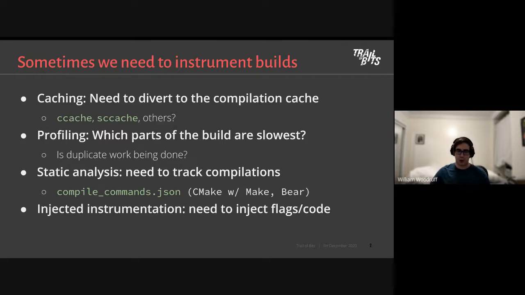There are also static analysis uses for build instrumentation. Tools like Clang Tidy, I believe, take the output of CMake or Bear. Both of these can generate compile_commands.json. And Clang Tidy and other tools can actually ingest this to determine which static analyses to run, depending on either the C or C++ language version or flags passed to the compilation units.